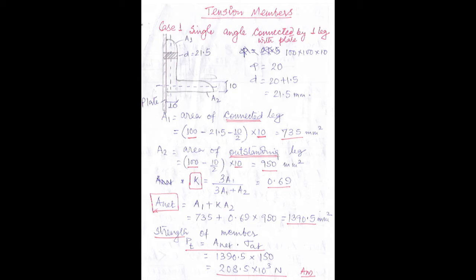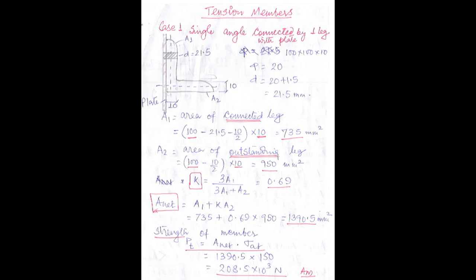Now let us see how to calculate the value of the constant k. I have told you the formula. The formula is 3A1 divided by 3A1 plus A2. Please remember this formula is valid for a single angle connected by one leg with plate, correct? So the k value, if we put the values of A1 and A2, 735 and 950, we get 0.69. Put it and do it. I request you to pause here and do all the calculations in your calculator, and please note it down in your notebook.